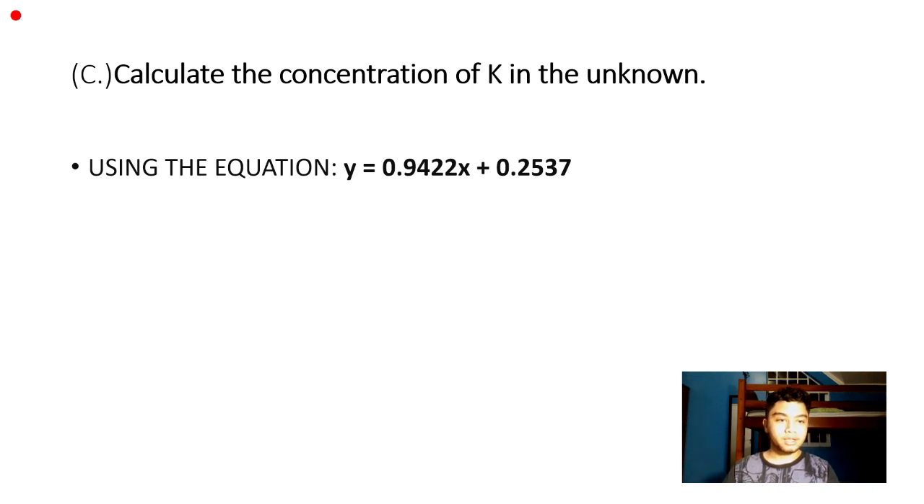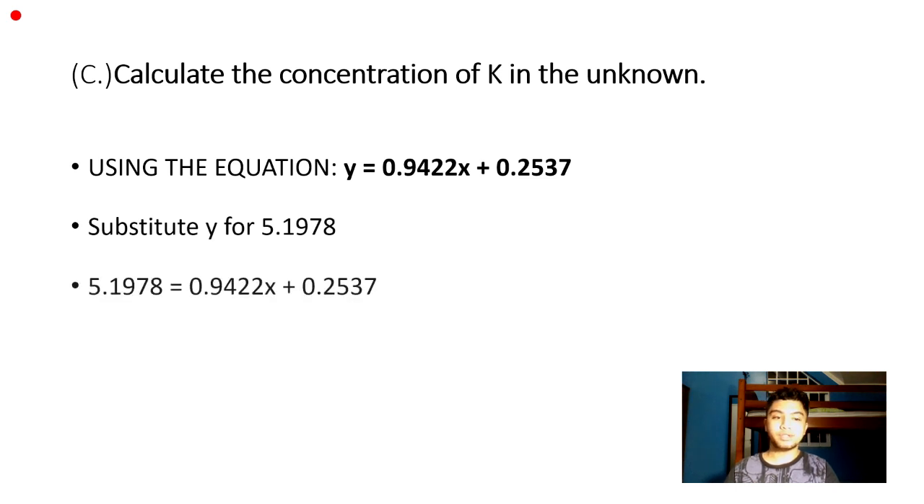Since the concentration of K in ppm is unknown, then the initial ratio is given, which is equal to 5.1978. So what we are going to do is substitute the initial ratio, which is the value of y. By substituting y with 5.1978, we get an equation of 5.1978 equals 0.9422x plus 0.2537.